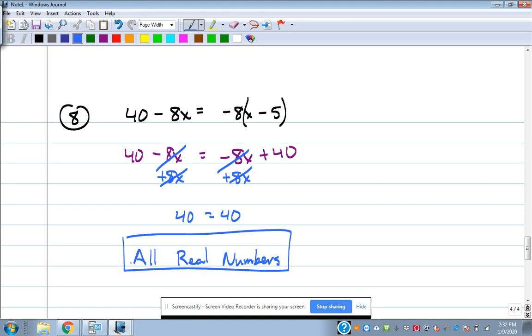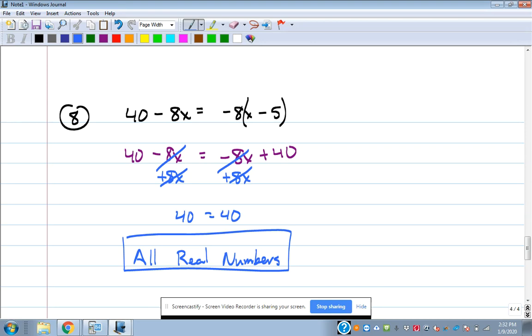Okay. All the variables cancel out. It's true. What's left is true. Then it's all real numbers. If all the variables cancel out and what's left is false, then that's when it's no solution. Those are two special cases with equations that comes up.